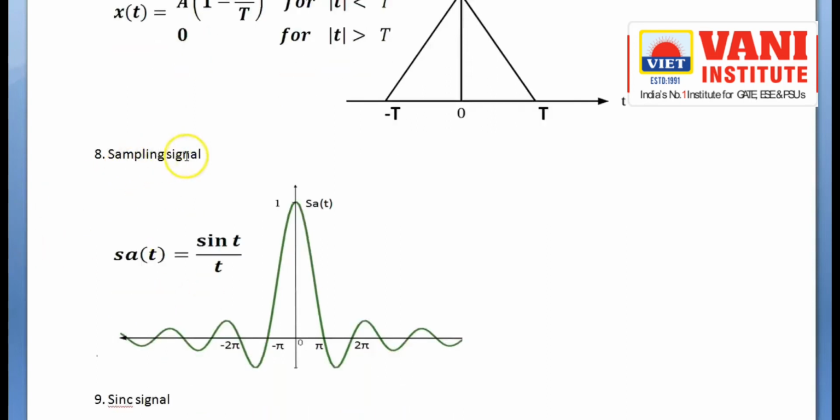Next one is a sampling signal. Sa of t is sin t by t, and this is the diagram. Sin t by t is called sampling signal. Its maximum value is 1, and it will be 0 at pi, 2 pi, minus pi, minus 2 pi, and so on.